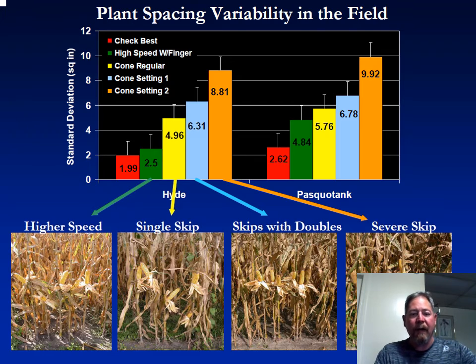So we've drawn lines to this and said this is kind of like high speed, maybe 6.5, 7 miles an hour. These are single skips where the planter is malfunctioning. These are skips and doubles with a standard deviation of about 6, and then severe skips might have a standard deviation of 8 or 9.